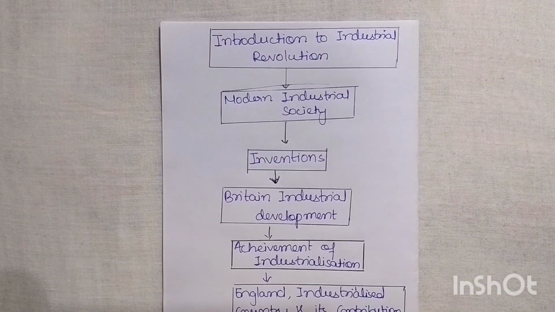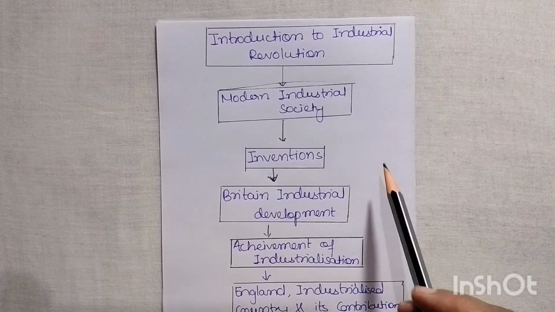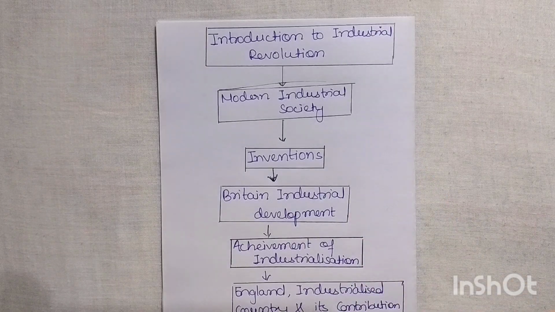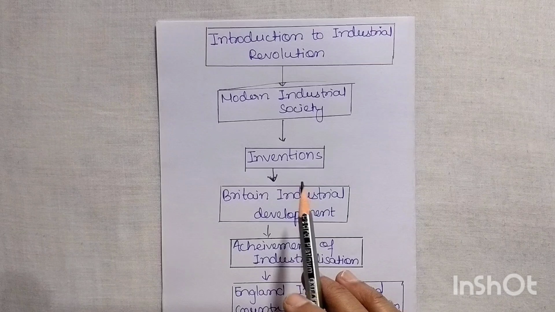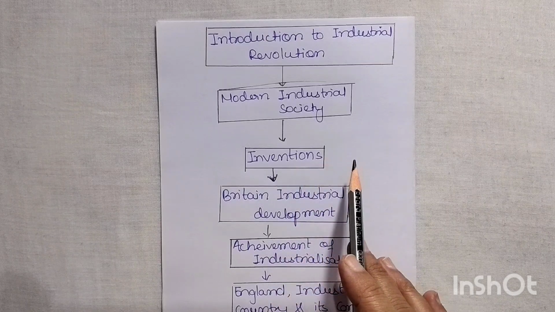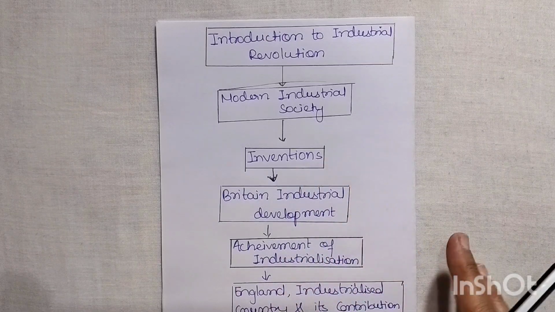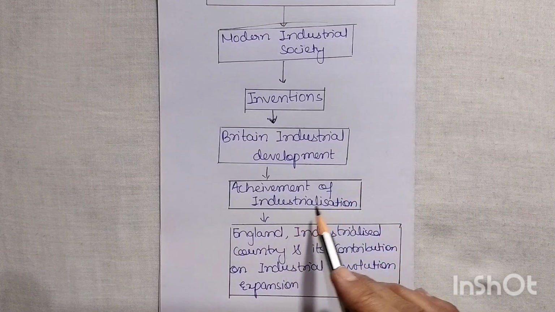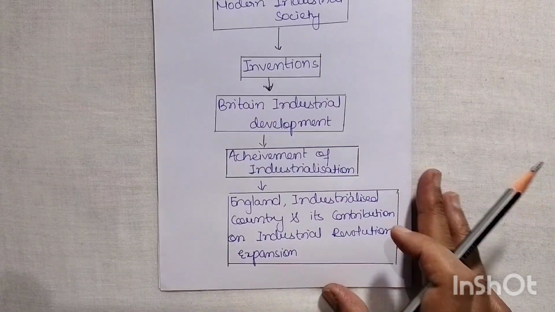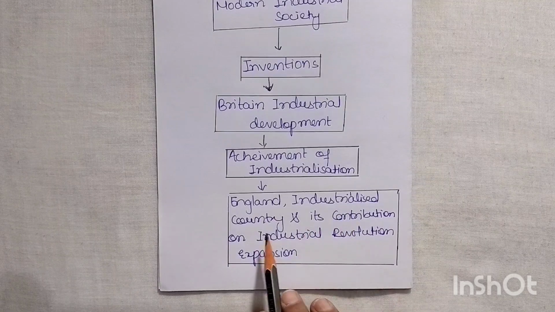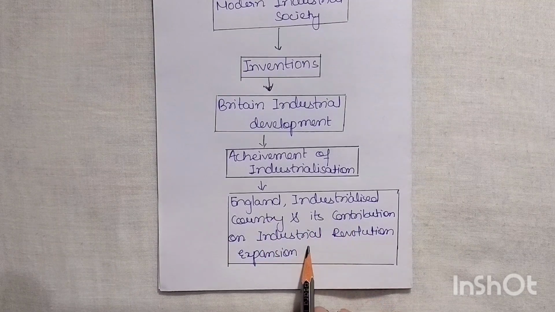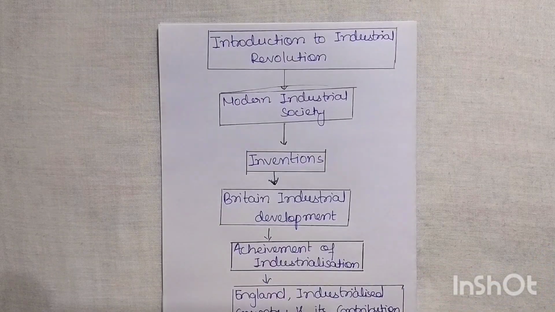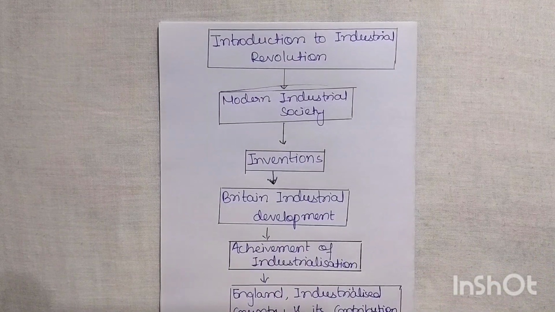So our new topic is Introduction to Industrial Revolution. We are going to cover this topic. Let us see the introduction part of Industrial Revolution, where we will cover the modern industrial society and we will see some inventions also. After that, we will see Britain's industrial development, and then the achievements of industrialization and how England became an industrialized country and its contribution to industrial revolution expansion. So let us cover this topic, Introduction to Industrial Revolution.